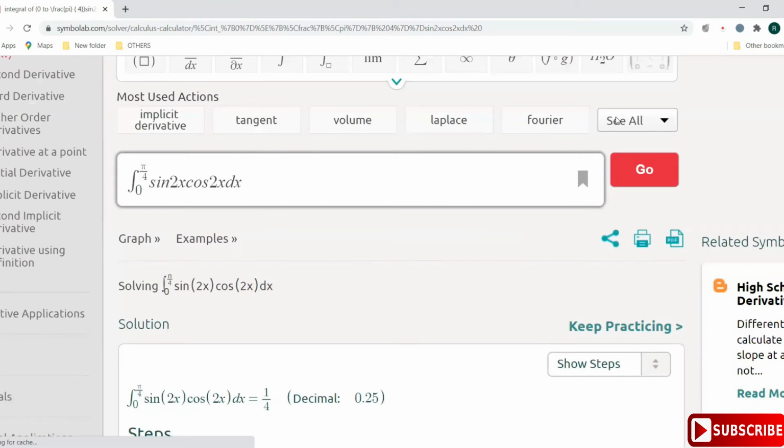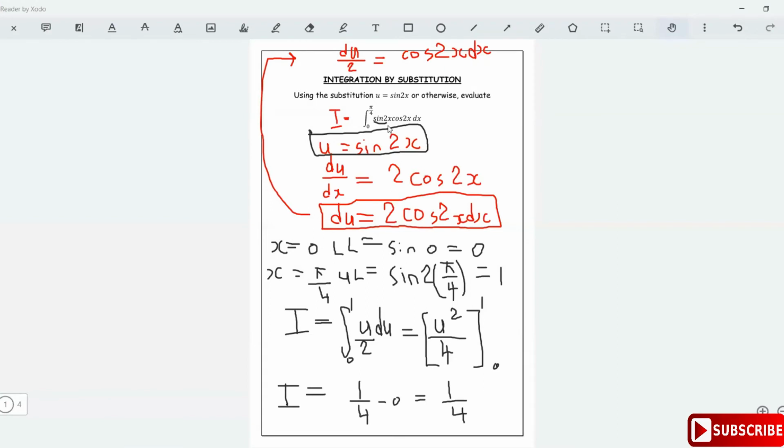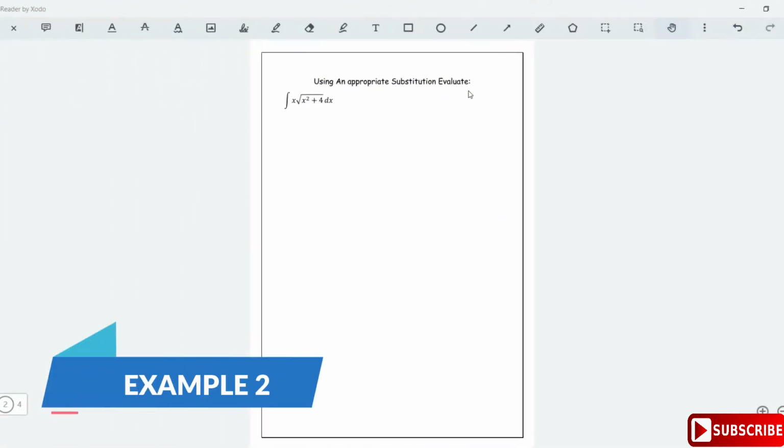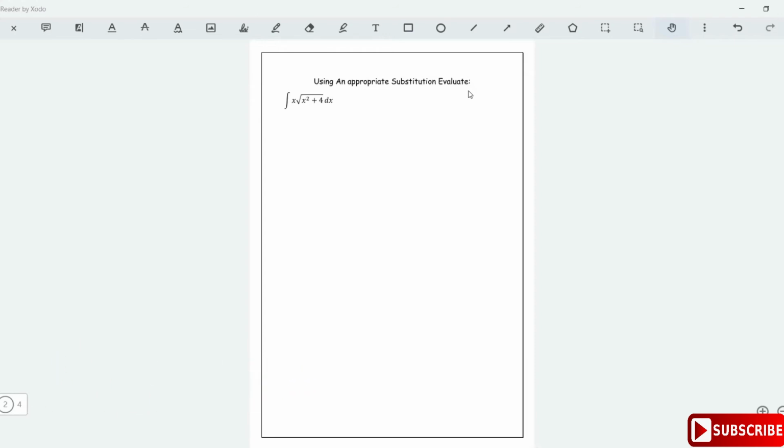And that's how we did it by substitution. So this is a popular type of question on CAPE Mathematics. They don't tell you which one to use as your substitution, but it says, using an appropriate substitution, evaluate the integral of x times the square root of x squared plus 4.